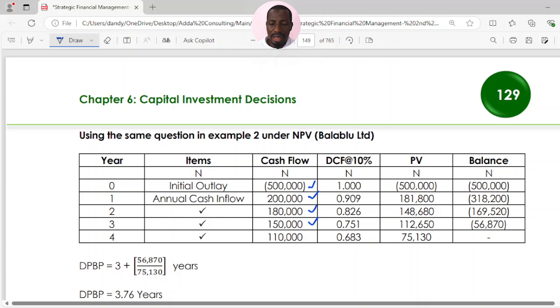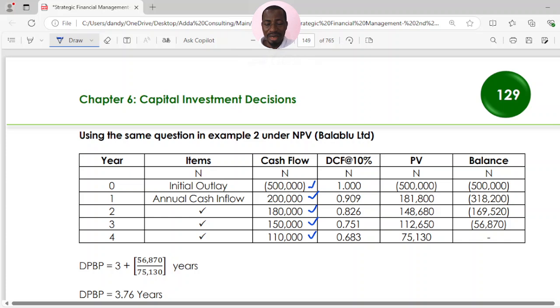Then in year four, cash inflow of 110,000 naira. So ordinarily, when I want to calculate payback period, I'm supposed to deduct 500,000 minus 200. I will get the balance. Balance minus 180. I will get the balance. That balance minus 150. That's how I will be recovering the amount invested in the project.